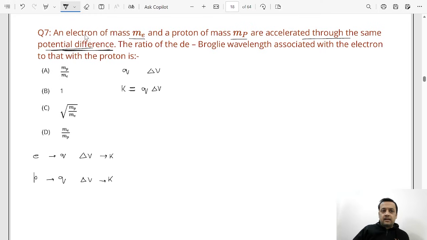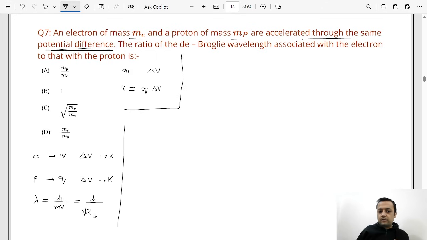Now we have to compare the de Broglie wavelength. Lambda, which is the de Broglie wavelength, is equal to h upon mv. Now mv is the magnitude of what? Linear momentum. And linear momentum can be written as under root 2 into mass into kinetic energy.